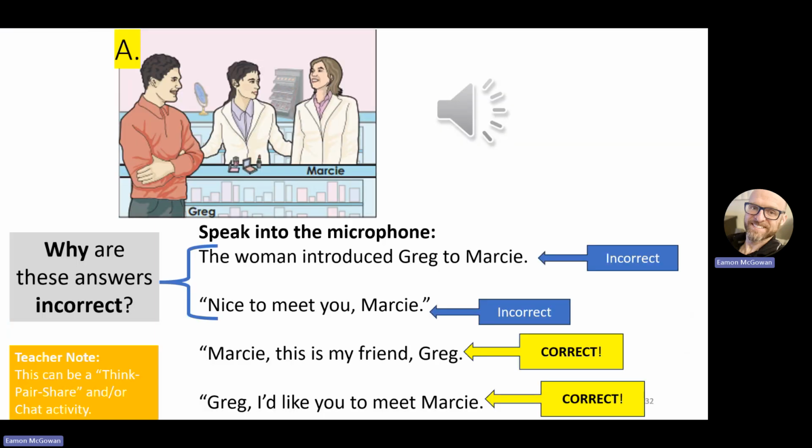Are you Greg, class? No. Are you Marcy? No. Right? You're the woman where? In the middle. Absolutely. And then again, tell your students, be ready to tell your partner your answer. And play it a third time if they need it. This is practice and can easily be turned into a think, pair, share, or chat activity.